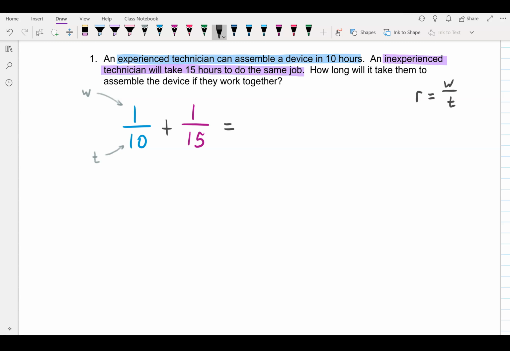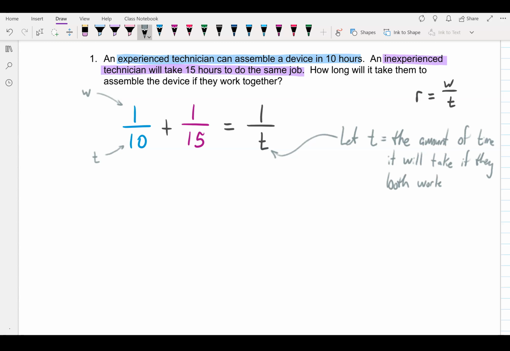So in the end here, we're going to have one device, and we don't know how much time it's going to take them to do that. And so we're going to call that our time t. So I'm going to write down what that variable t is. Okay, I'm going to label it here. Let t equal the amount of time it will take if they both work together. So hopefully you can see the big picture here. We've got work divided by time. We've got the job, how many things we accomplished, divided by the time taken. That's how all of these equations are going to be set up.